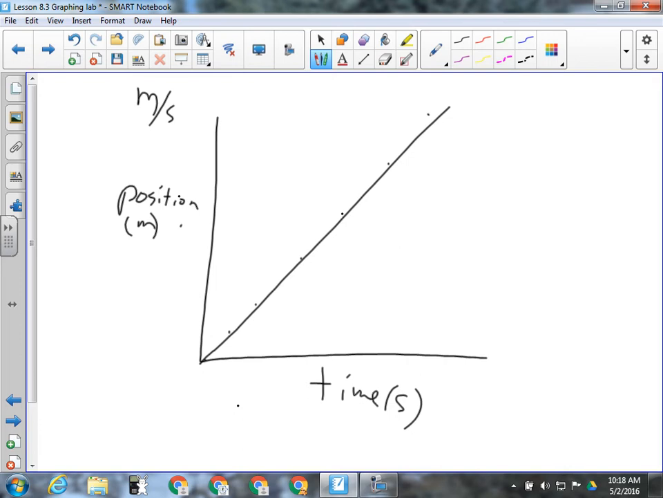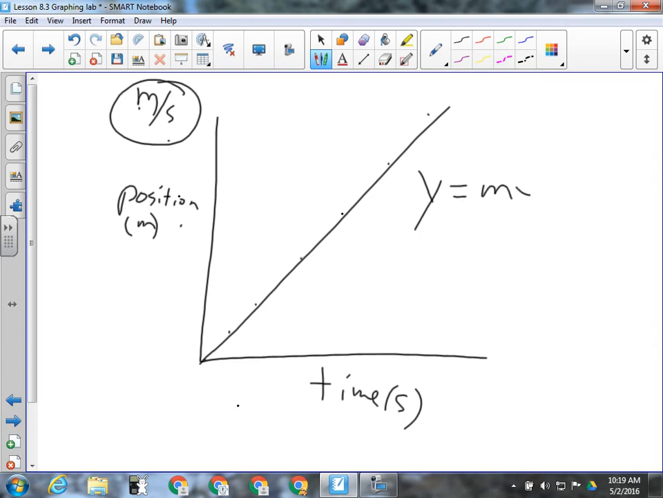Find the slope of the line. It's not a bad idea, because really, what is the slope of the line telling me? It's telling me the rate at which I change my position over time. And the rate at which I change my position over time is meters divided by seconds, or meters per second. All right, now, is Google Sheets going to spit that out for you? Yes, it is.